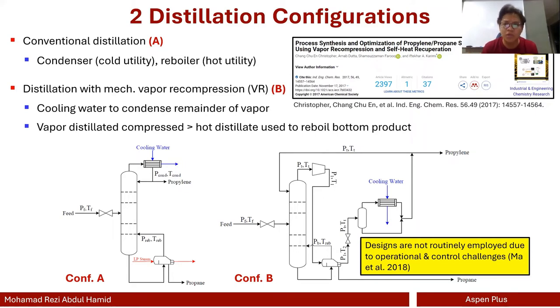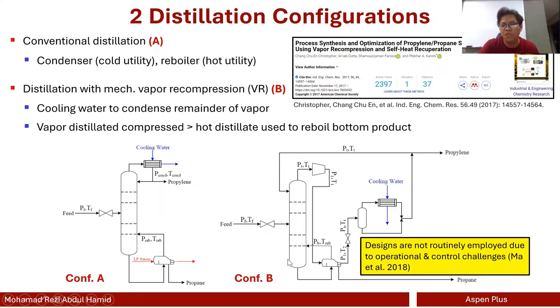But in our simple simulation, we're just going to consider two cases. The first one here is the conventional distillation column for C3 separation, where you have a feed going into a column, and on the distillate section you have cooling water as a cold utility, and you have a reboiler as a hot utility. With a certain reflux ratio, and feed coming in at a certain stage, you can get the propylene and propane purity that you want. That's the first configuration. The second configuration here is called distillation with mechanical vapor recompression, where in this case, we still have the same feed entering the column at some stage.